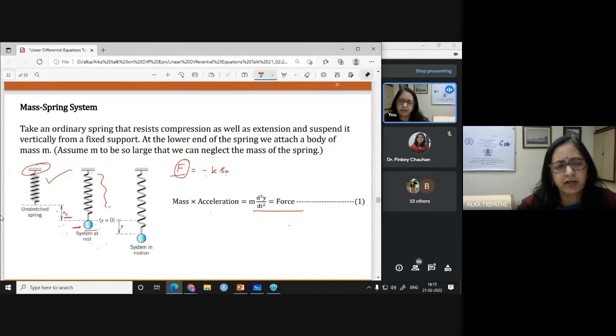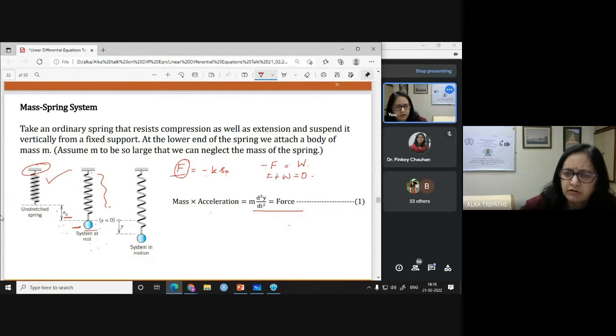But this F doesn't have effect on motion of the body. The reason is this F balances with the weight of the ball. That is, you can say minus F is equal to W, or F plus W is equal to 0, where F is minus k s naught as we have seen, and W is mass into gravity, and this is equal to 0. And we can call this the equilibrium state.